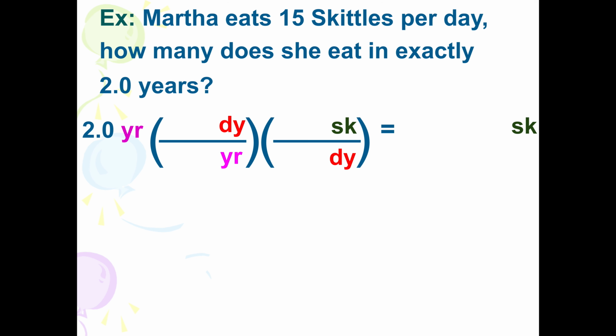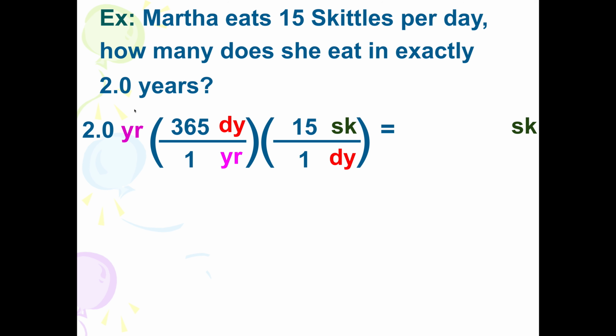The number of days in a year is 365 for every 1 year. Make sure you put the ones in. And then how many Skittles in a day? I don't remember that conversion. Oh wait, it tells you right here. 15 Skittles per day for every 1 day.